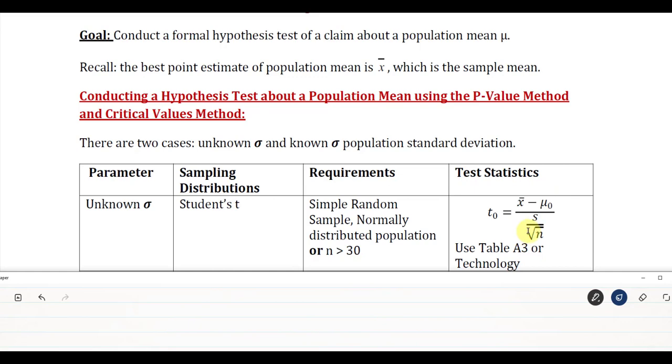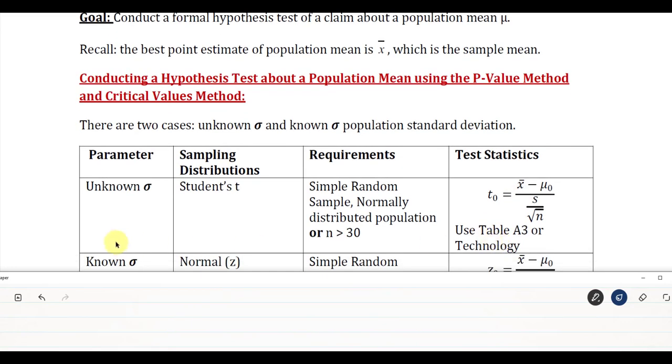And then this is just a test statistic that we saw earlier. T naught is x bar minus mu naught over s over the square root of n. And s here, the small letter s, is just the sample standard deviation.